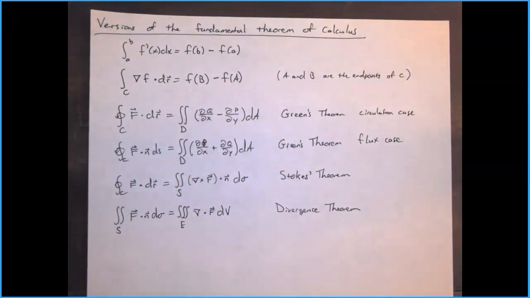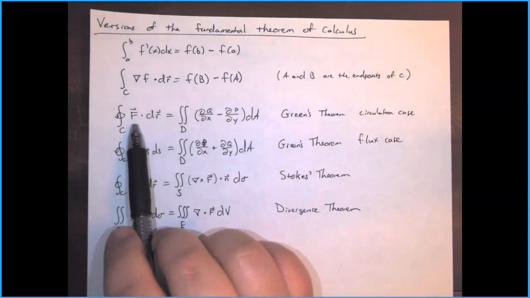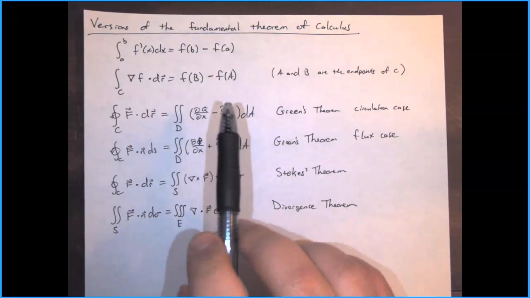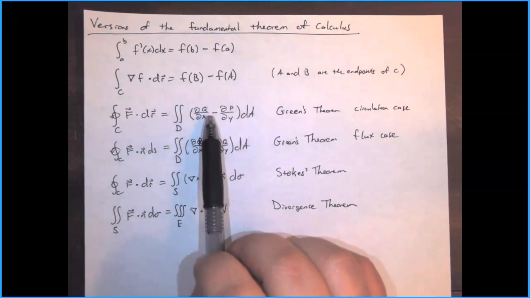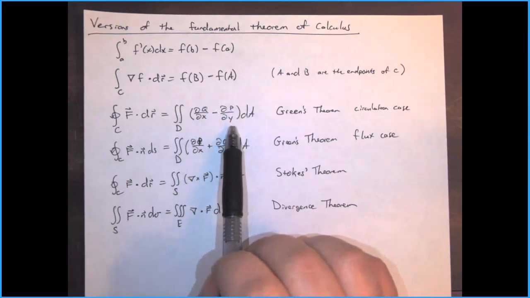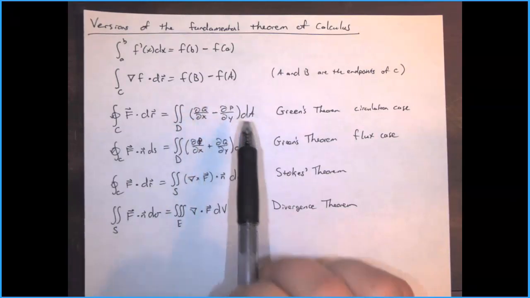We have the first form of Green's theorem, the circulation case, where we said that the line integral of a vector field over a simple closed curve is equal to the double integral over the region enclosed by the curve of the partial derivative of the second component with respect to x minus the partial derivative of the first component with respect to y. And this was the k component of curl.